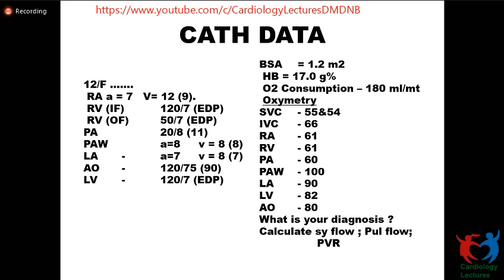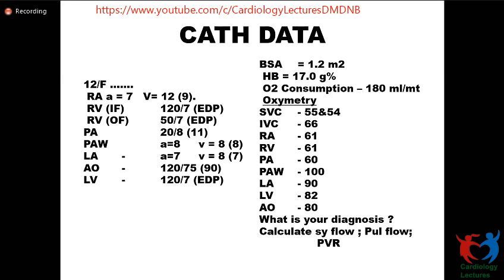RV outflow. So there is a gradient in the mid RV. There is a gradient across the RV outflow. Yes, sir. The inflow systolic pressure is 120. RV outflow pressure is 50. So there is a gradient there. Okay, very good. Yes, infundibular gradient. Okay, right.